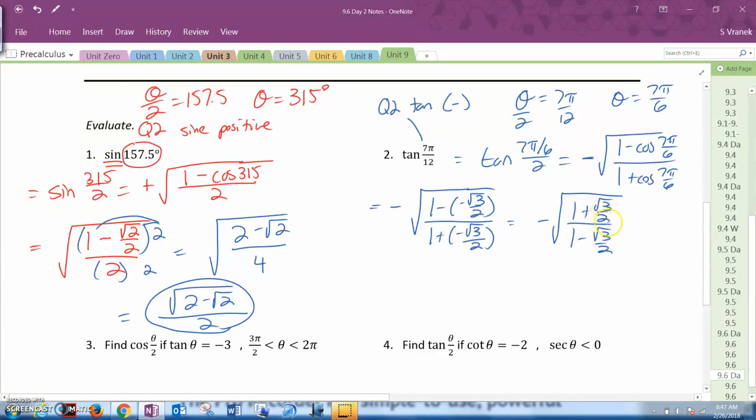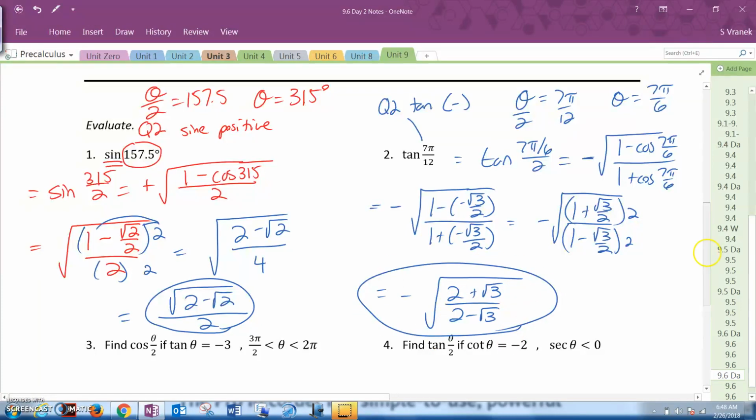So again, notice how the fractions both have 2's on the bottom. I'm going to multiply the top by 2 and the bottom by 2. So we get that the final answer is equal to negative square root of 2 plus root 3 over 2 minus root 3.